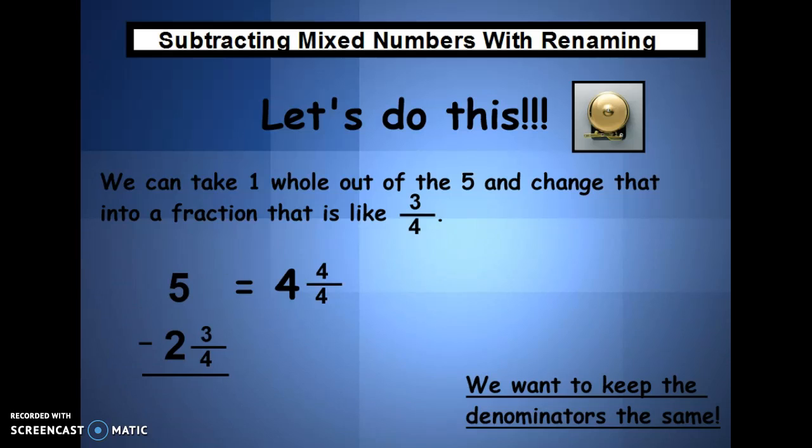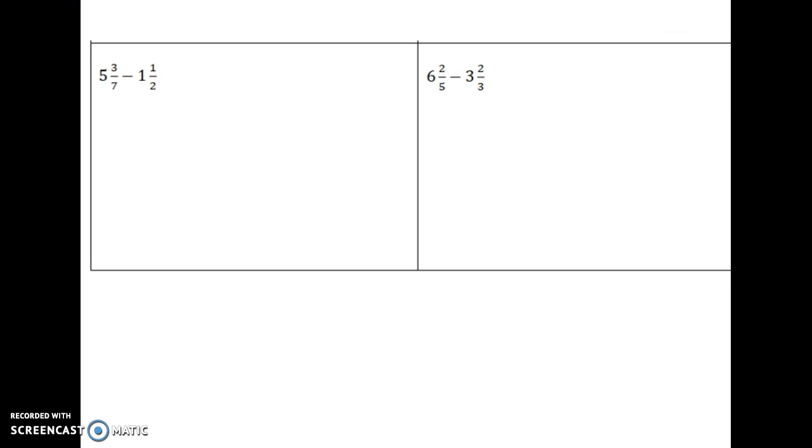So we know that 5 is equal to 4 4/4. We want to keep the denominators the same, so that's why we chose fourths when we converted the 5 to 4 4/4, because my second fraction was already 3/4. Then from here, you can go ahead and begin to subtract.